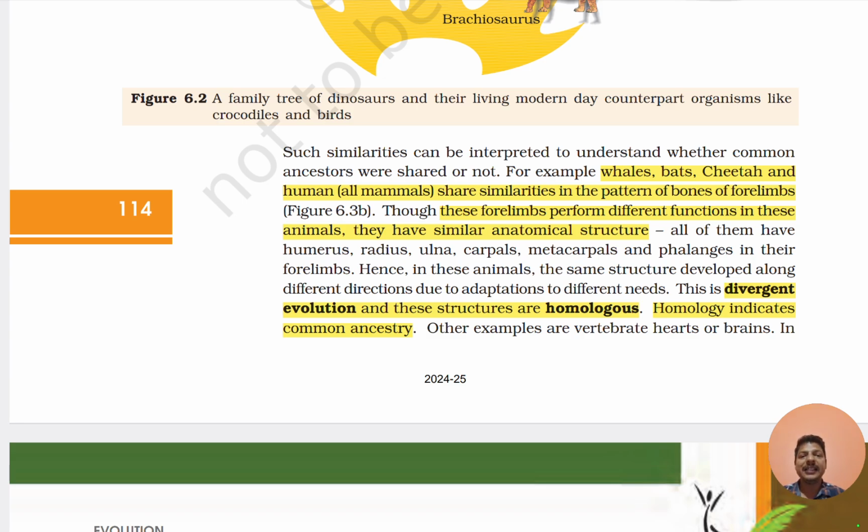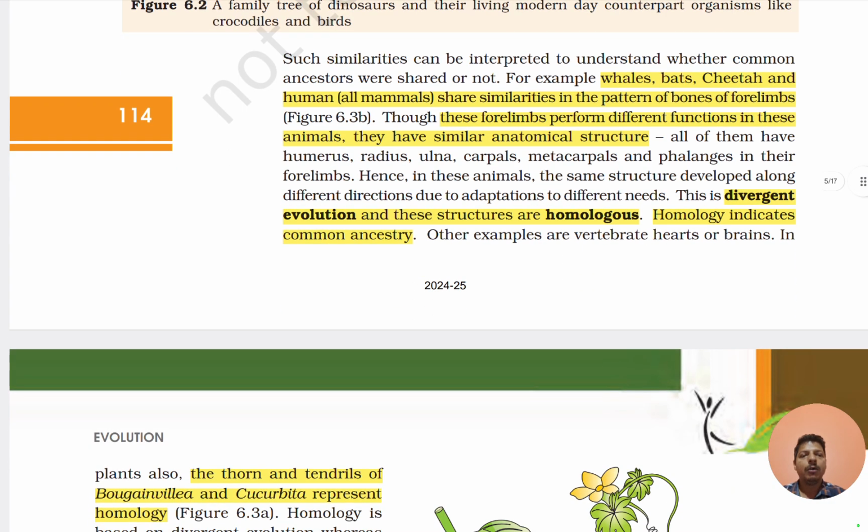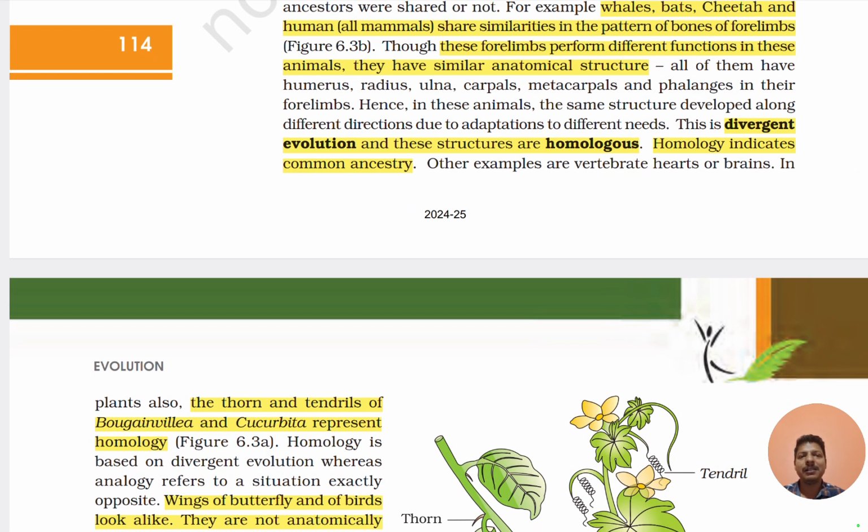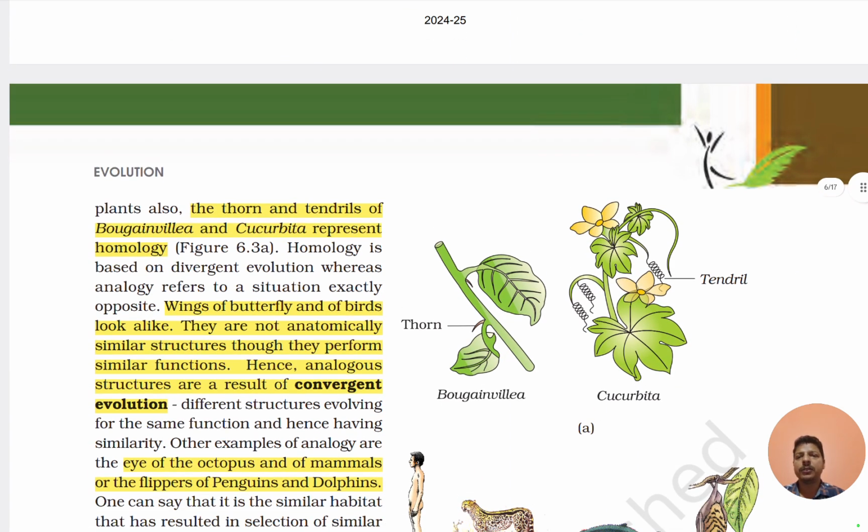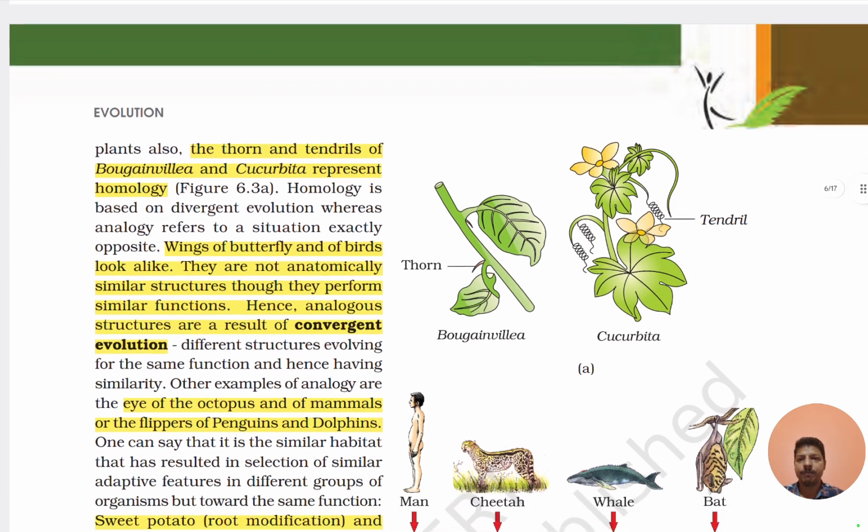Hence, in these animals, the same structure developed along different directions due to adaptations to different needs. This is called divergent evolution, and these structures are homologous. Homology indicates common ancestry. Other examples: vertebrate heart or brains. In plants also, the thorns and tendrils of Bougainvillea and Cucurbita represent homology.